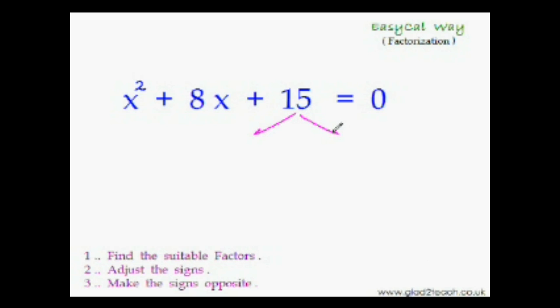Two factors of 15 whose sum or difference is 8 would be... Now adjust the signs, and here it seems that we don't even have to do that, as both the sum as well as the product are positive. So that means signs are already adjusted. See, 5 threes are 15 and 5 plus 3 is plus 8. So now just make the signs opposite. So this will become minus 5 and this will become minus 3. Question solved. See, solving a quadratic equation was never that easy.